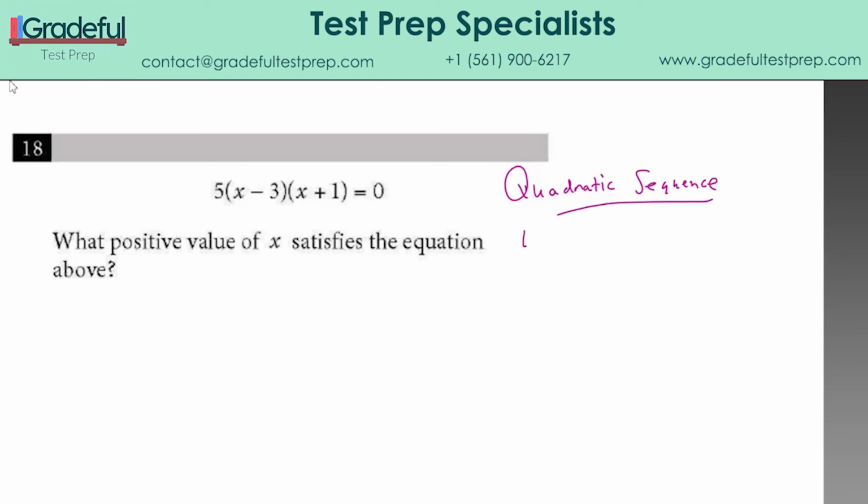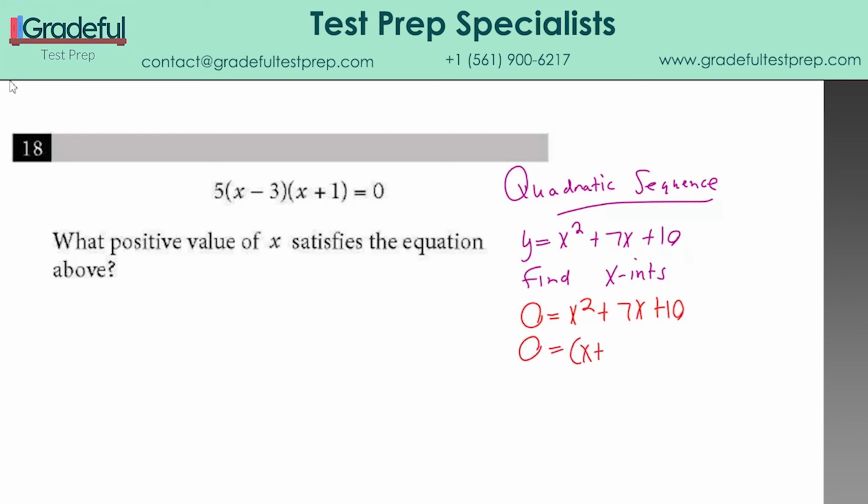a quadratic. So let's say that we had y equals x squared plus 7x plus 10, and a question said find the x-intercepts. Well, we need to know that the x-intercept means that y is 0, so we're going to set it equal to 0. That's our permission to factor. Two numbers that add to 7 and multiply to 10 are going to be 2 and 5.